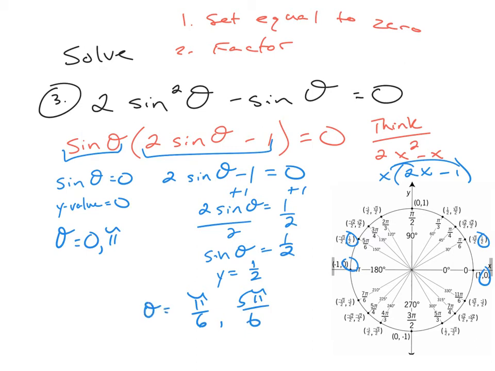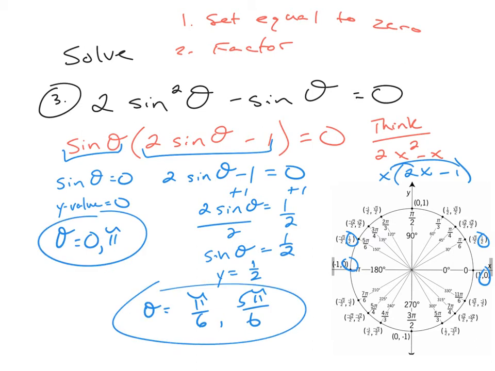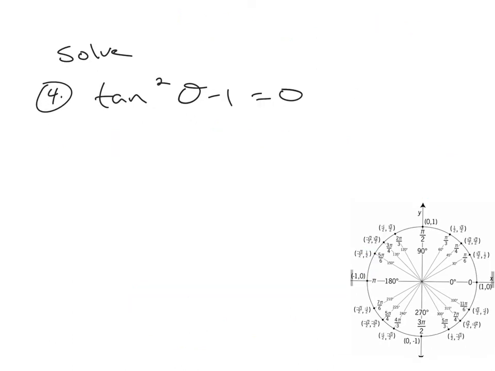So this problem has a total of 4 solutions. Next up, tangent theta squared minus 1 equals 0. Again, notice the square. That means that we have to set it equal to 0 and factor. Here's your little side example to remember.